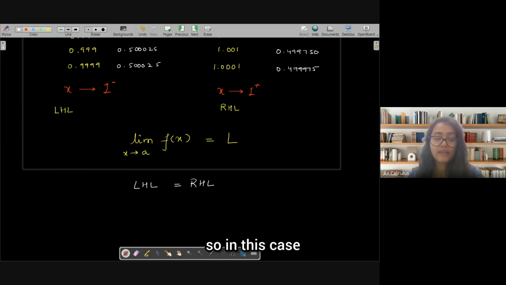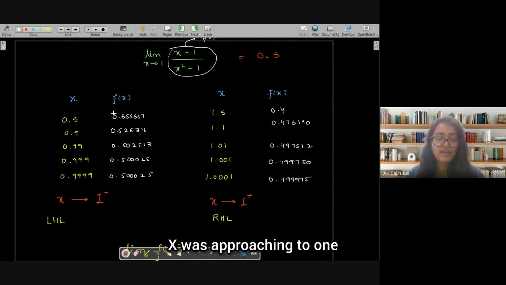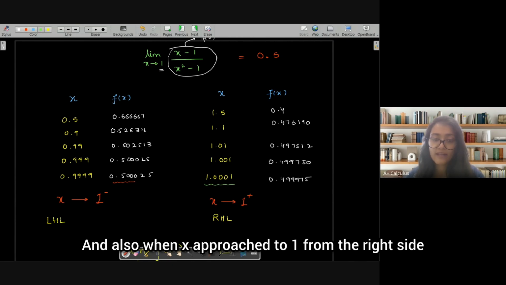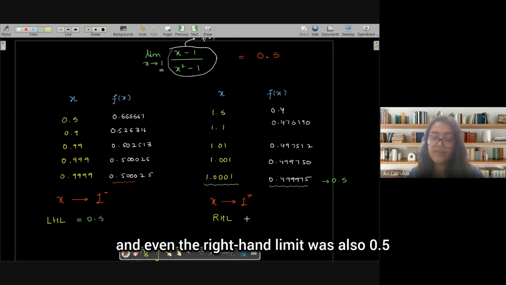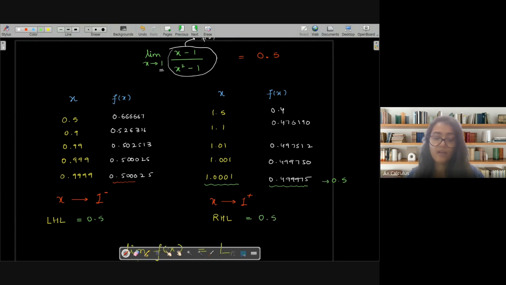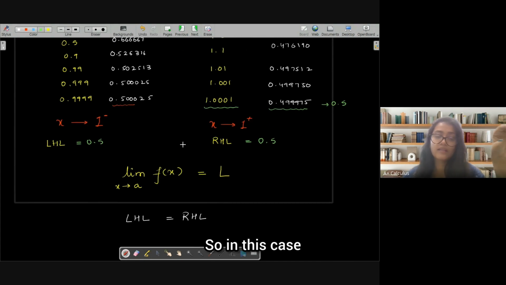Okay, so in this example, we had this function and x was approaching 1. We saw that when x was approaching 1 from the left side, then f of x approached 0.5, right? And also when x approached 1 from the right side, f of x approached 0.5. So here the left-hand limit was 0.5 and the right-hand limit was also 0.5. So in this case, the limit value is 0.5, okay?